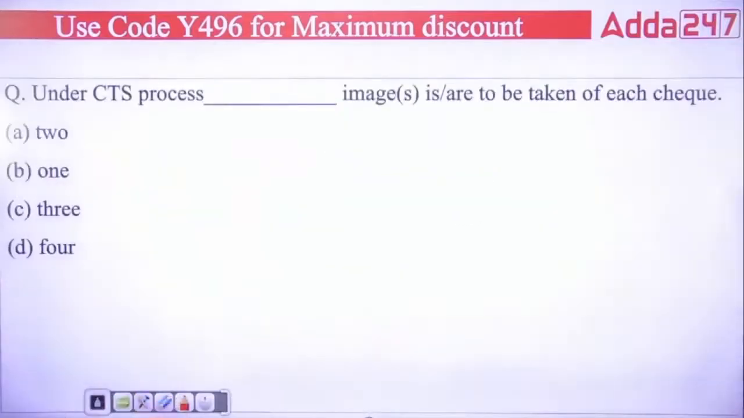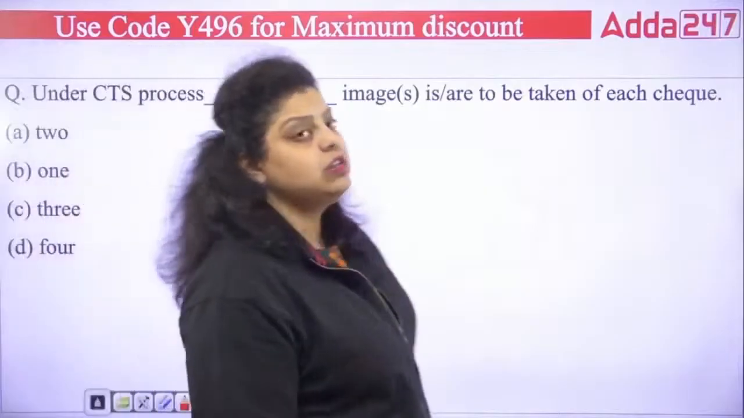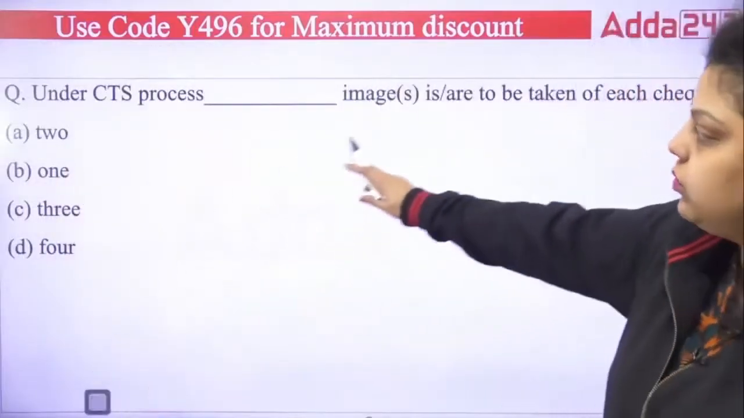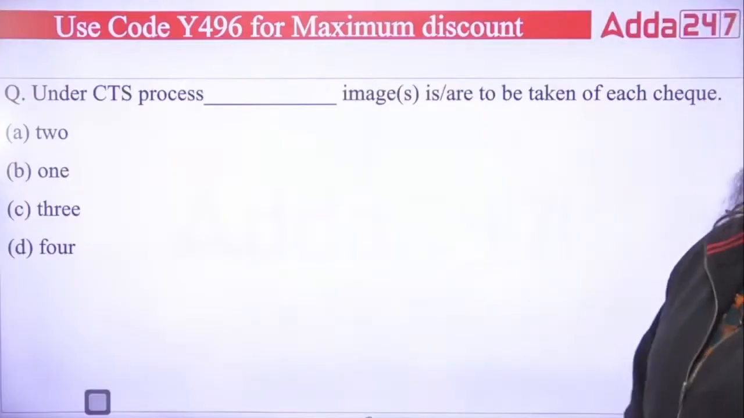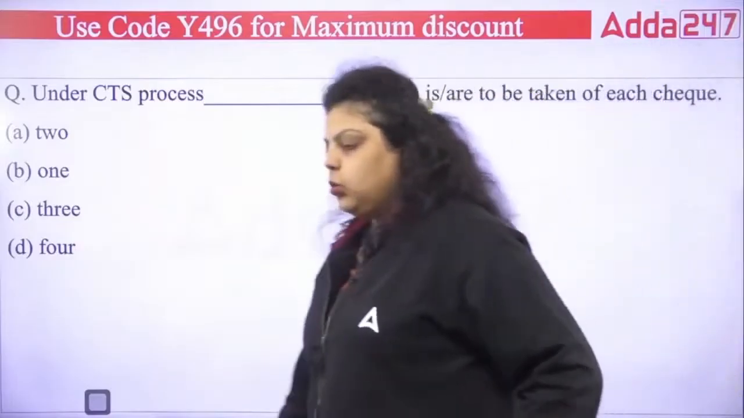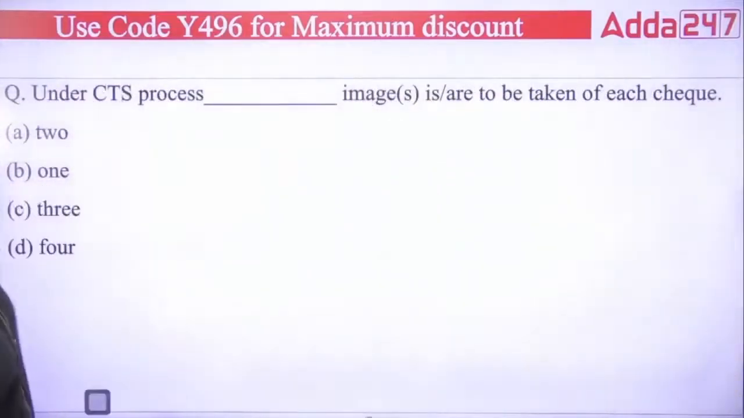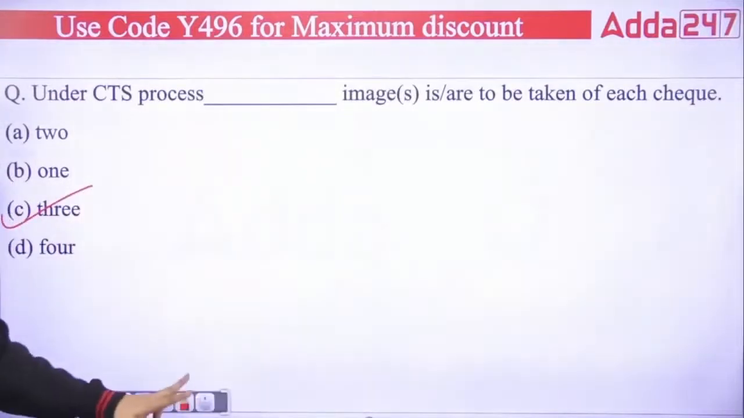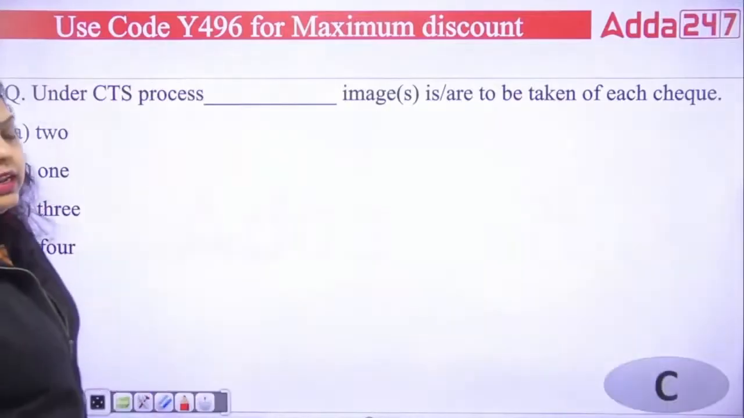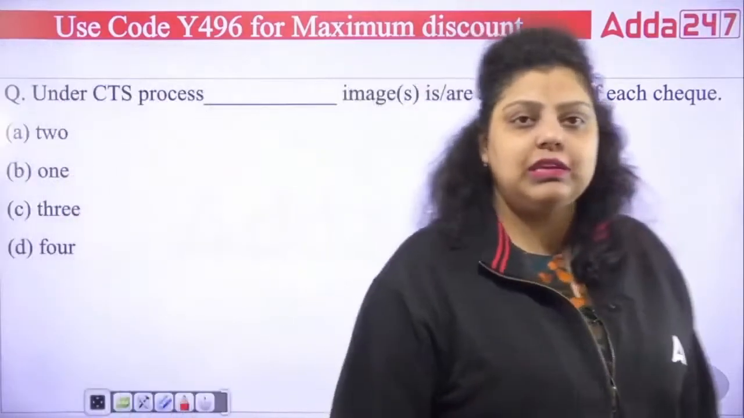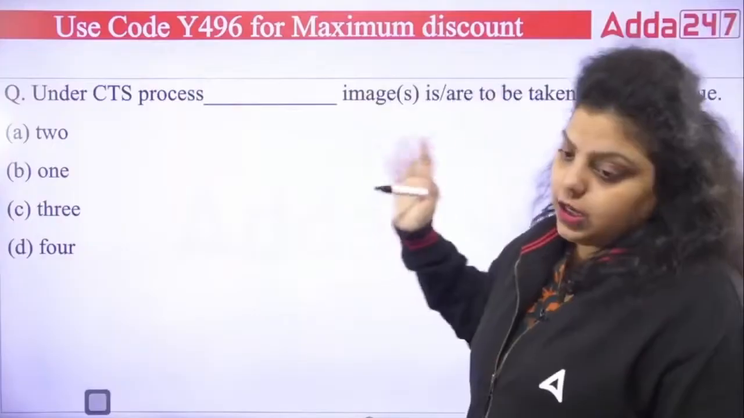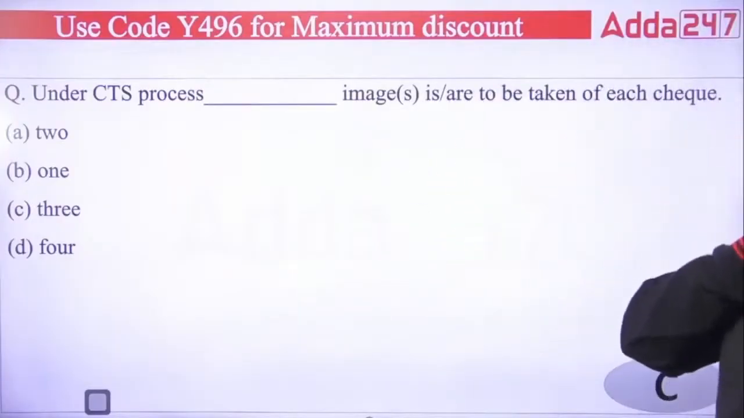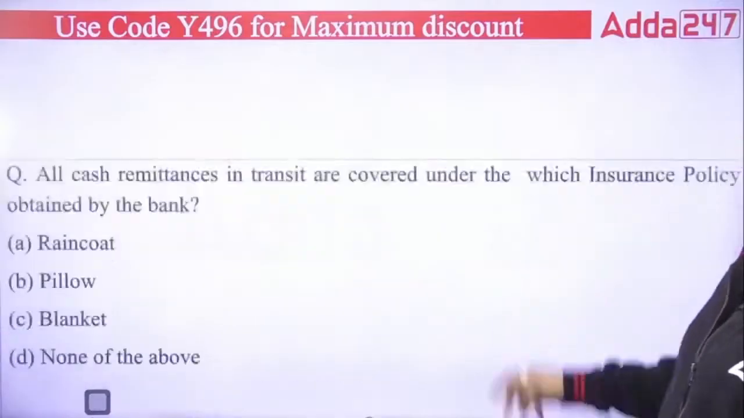Next question. Under the CTS process, dash images are to be taken of each check. First, 2, 1, 3 or 4. How many images are required to be taken? There will be black, white and gray images, and that will be 3 images. These images will be used to clear your check in electronic form. Now you do not have to send the physical check to any particular bank or the clearing house. But yes, to maintain the data, you have to provide that to the clearing house. Okay. Now this is the right answer, that's the C option. 3 images should be taken.